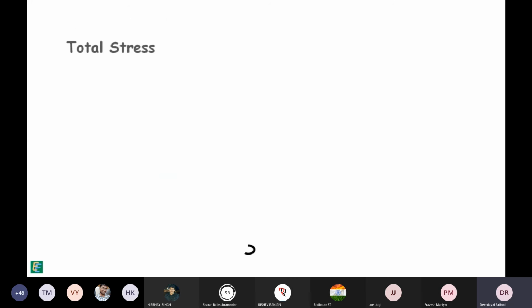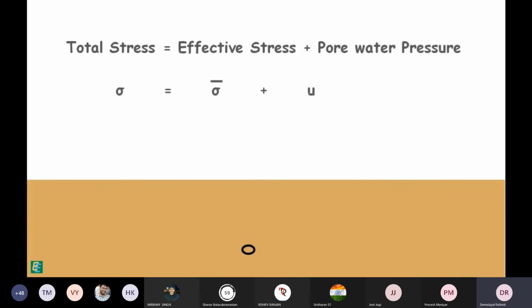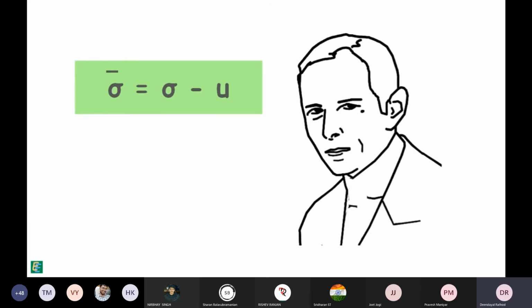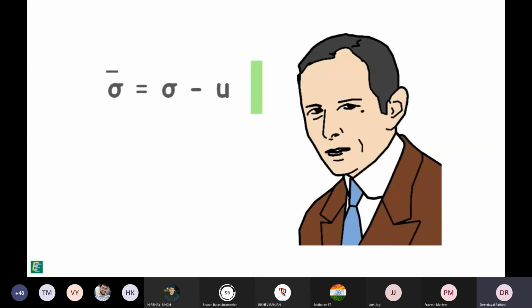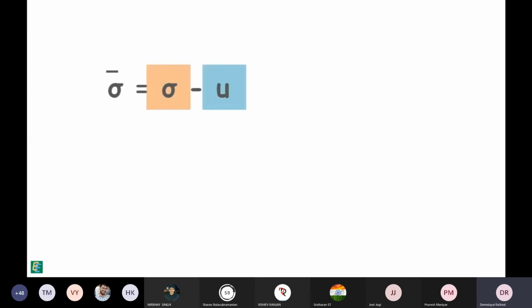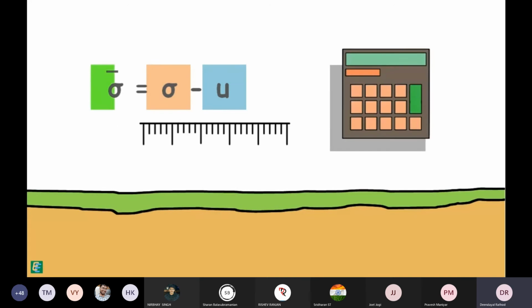We know total stress at any point within the soil mass can be written as this. From this, we can write the expression for effective stress. This relationship was proposed by Terzaghi in 1936. As both total stress and pore water pressure can actually be measured in the field, we can also calculate the effective stress. Let us consider a soil mass and try to find out the effective stress at some point below the ground at depth capital H.